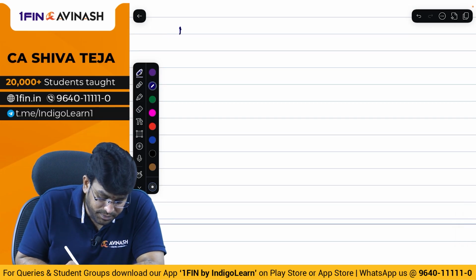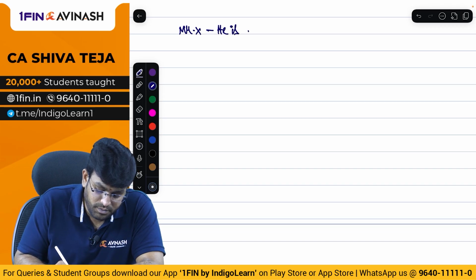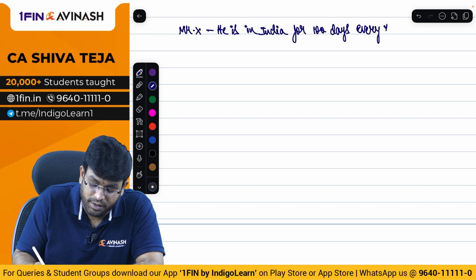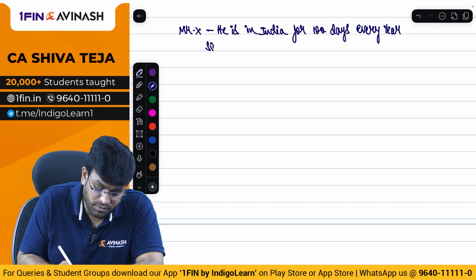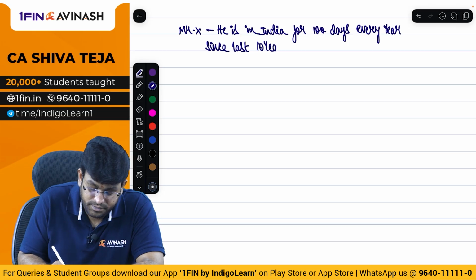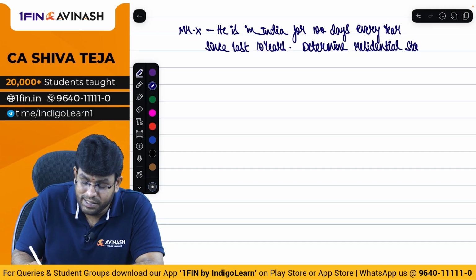Let us say, for example, there is one person, Mr. X. He is in India for 100 days every year since the last 10 years. Determine residential status. Come on, relax.